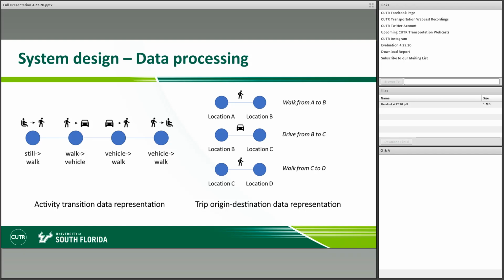In this representation, in a single record, you have the user started at one location and ended at a second location, let's say A to B here, and they walked from location A to B. Then the next record is that the user drove from location B to location C. In the next record, they walked from C to D.